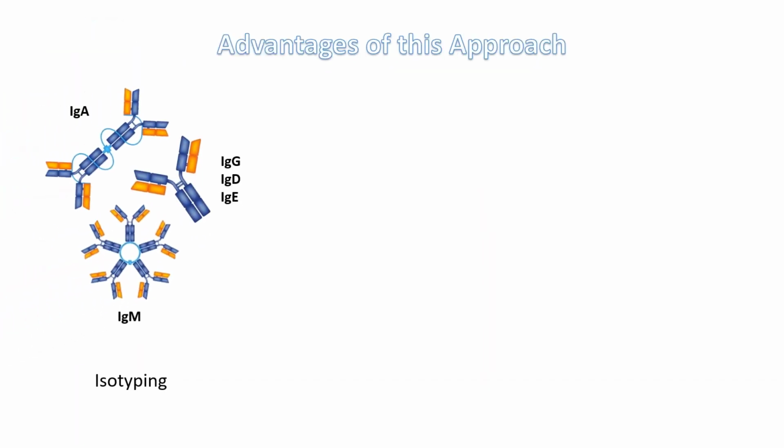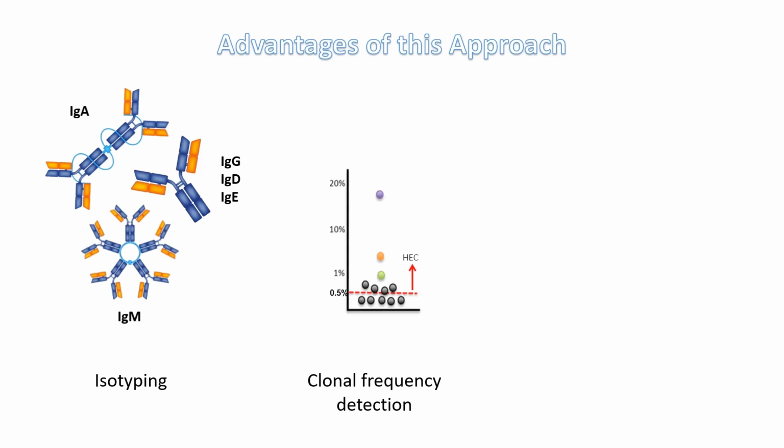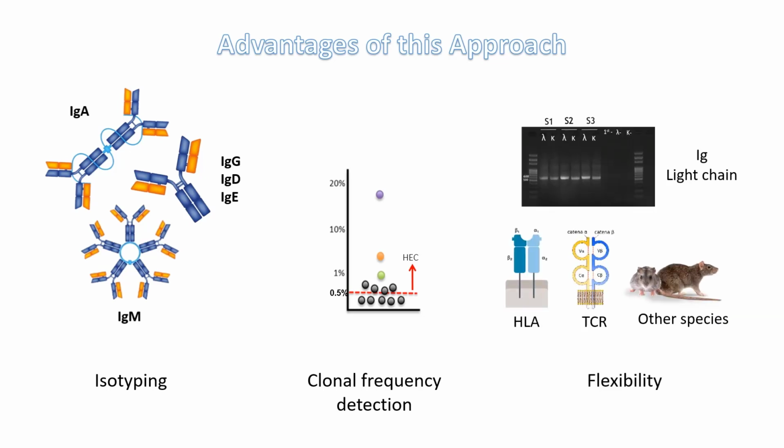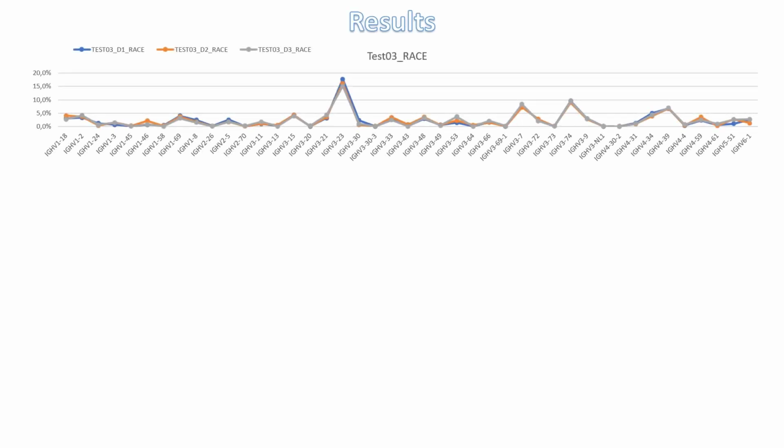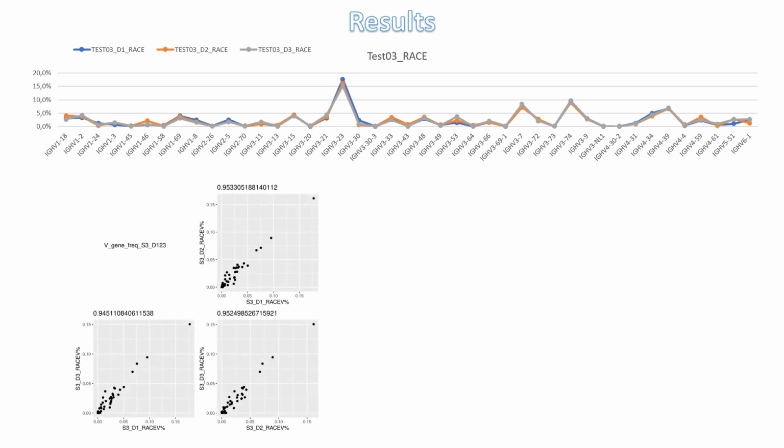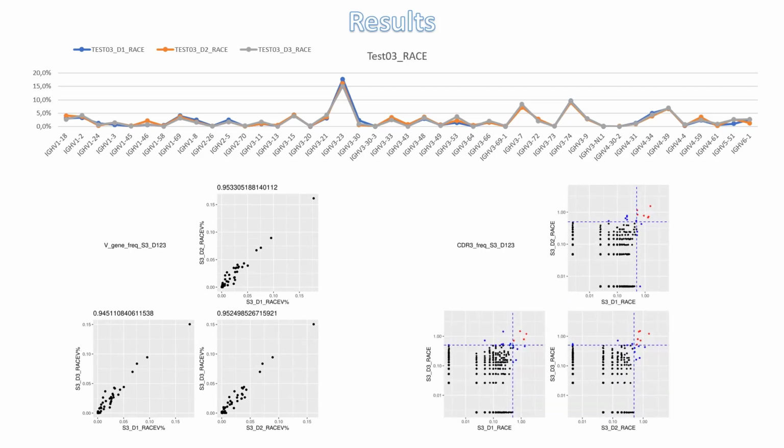Thanks to this approach, we are able to sequence the immunoglobulin repertoire, discriminating between isotypes and subtypes. We can detect the clonal frequency to identify highly expanded clones, and moreover, this method is highly flexible. With few changes in the reverse primer sequence, it is suitable to sequence different targets, including HLA, T-cell receptor, and other species. We examined and analyzed more than 10 samples in technical triplicates, and the results indicate that the pipeline is reproducible in both V gene percentage detection and clonal frequency detection.